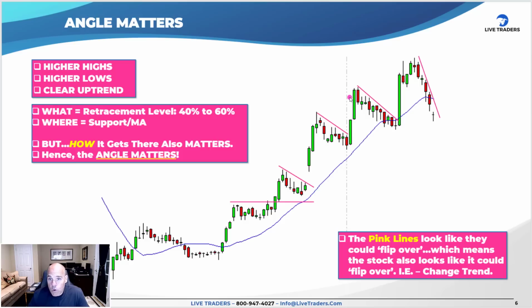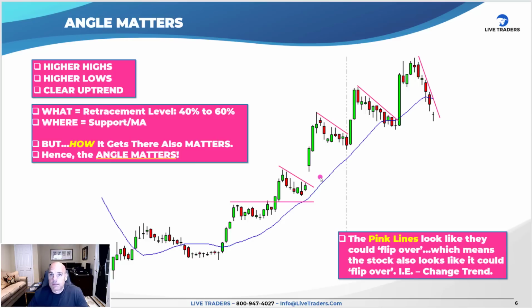Then we get two more wide range bars. Put in a higher high and a higher low. Now this is where we need to start having conversations. Yes, it's a higher high. Yes, it's a higher low. Yes, the overall trend is still intact.